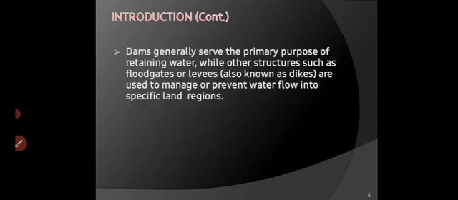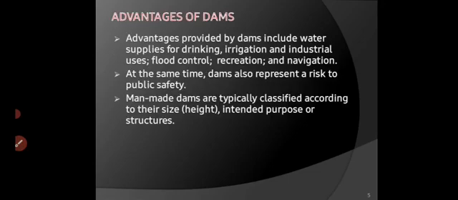Dams generally serve the primary purpose of retaining water, while other structures such as floodgates or levees are used to manage or prevent water flow into specific land regions. So there are many hydraulic structures, out of which dams are primarily constructed to retain water. Okay, let's see the advantages of dams in general.